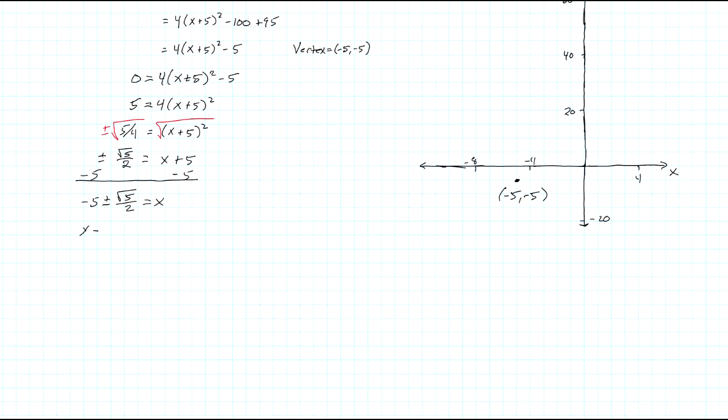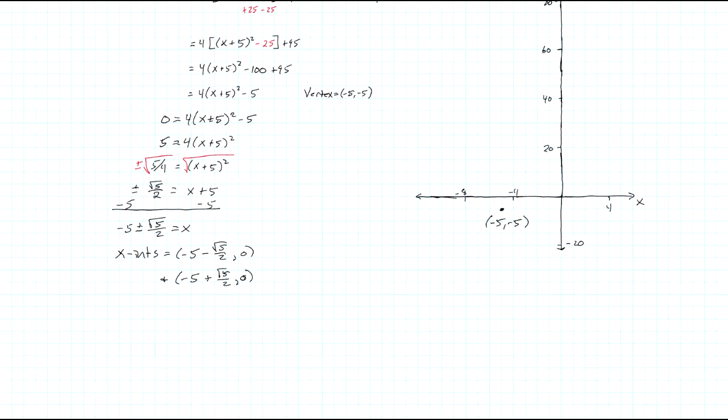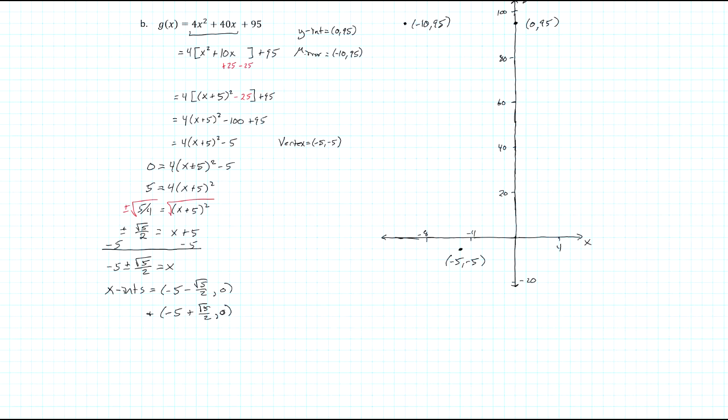So the x-intercepts are the points negative 5 minus the square root of 5 over 2, comma 0, and negative 5 plus the square root of 5 over 2, comma 0. All right, but those aren't going to be super helpful for this. I think if we plug in like negative 4, right, we'll be pretty close to that x-axis. So let's try that. Let's do g of negative 4, see what we get here.